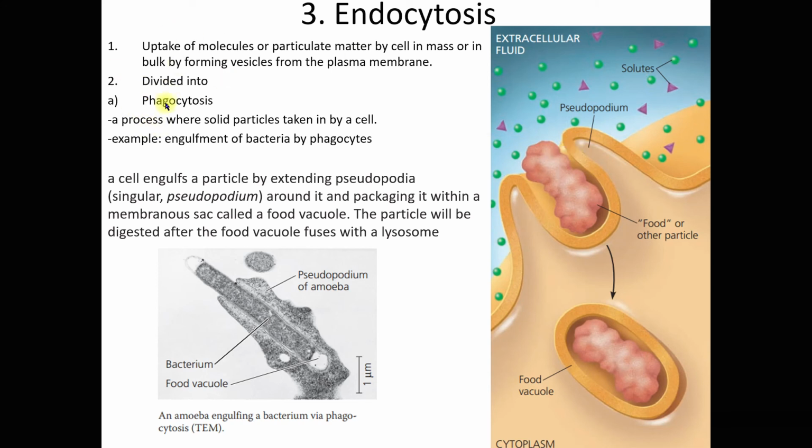Now, this is divided into one type, which is phagocytosis. An example of endocytosis is phagocytosis. Phagocytosis is a process where solid particles are taken in by the cell. An example is the engulfment of bacteria by phagocytes or macrophages. So a cell engulfs a particle by extending pseudopodia. You can see here, this amoeba is one example of a cell.